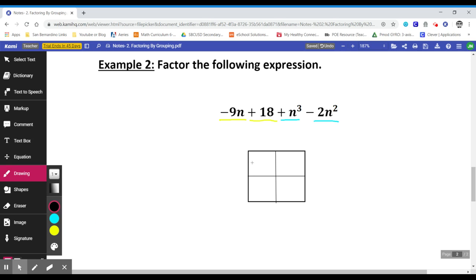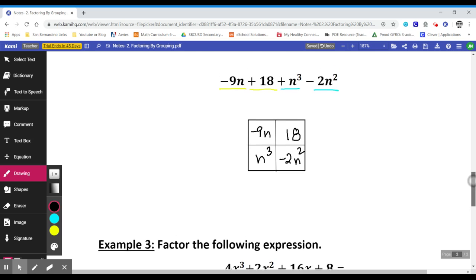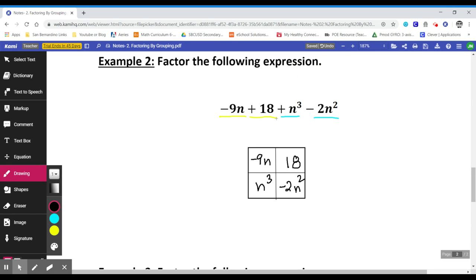So I'm going to go ahead and put them in the box the same way, from left to right and from top to bottom. So n to the power of 3 goes next, and then negative 2n to the power of 2 goes after that. So now that I've filled in my box, the whole thing is I have to figure out, okay, what goes on the outside of the box. So we're going to be doing the same thing that we did last time, take out the greatest common factor from each row and from each column.